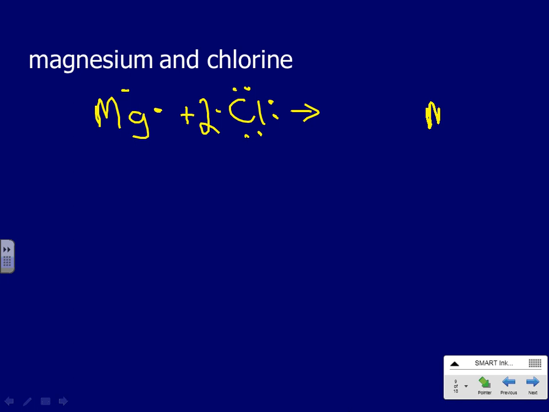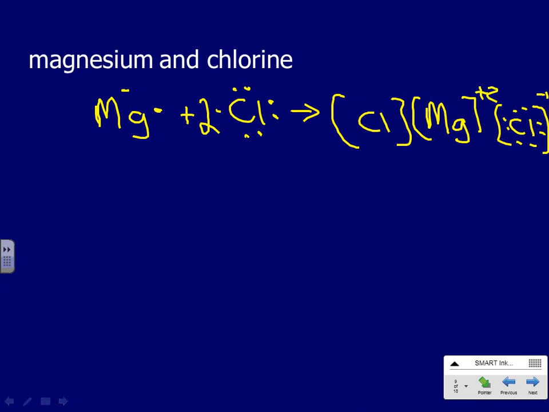But the proper way to do it would be to put the magnesium in the middle, +2, and then 2 chlorides on the outside, right, -1, and then 1 over here, -1. Again, each of those electrons went into making a chloride ion.